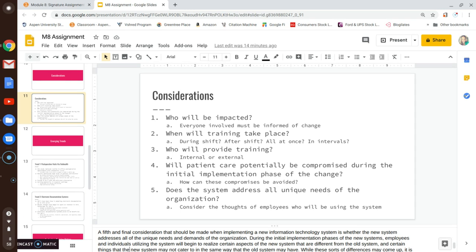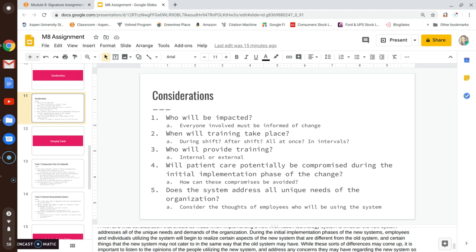whether the new system addresses all of the unique needs and demands of the organization. During the initial implementation phases of the new systems, employees and individuals utilizing the system will begin to realize certain aspects of the new system that are different from the old system, and certain things that the new system may not cater to in the same way that the old system may have.